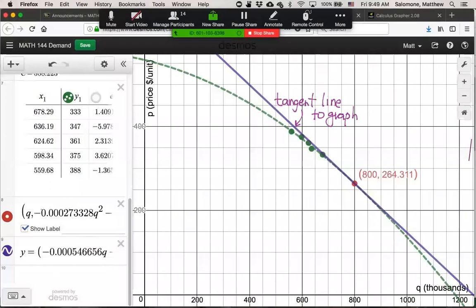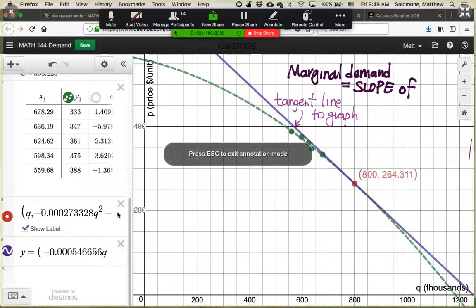And based on what we talked about a few minutes ago, the marginal demand tells me the slope of that tangent line. So another way to think about what a marginal function tells us is that a marginal function tells us the slope of a tangent line that we draw to the graph of that function.